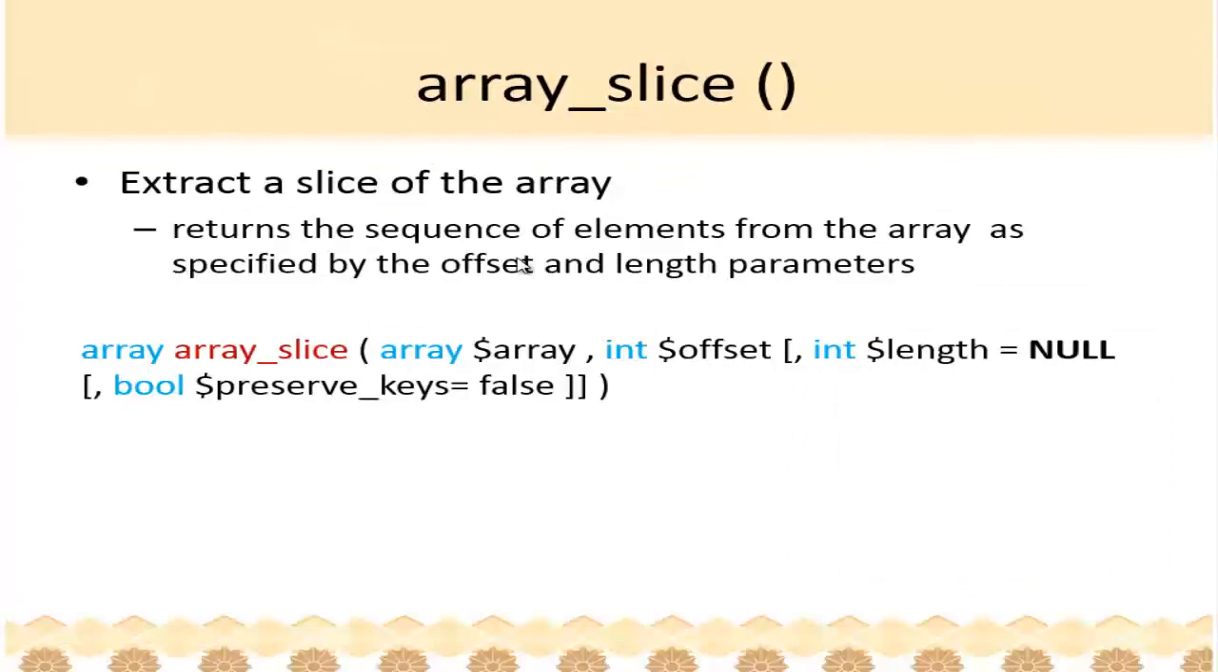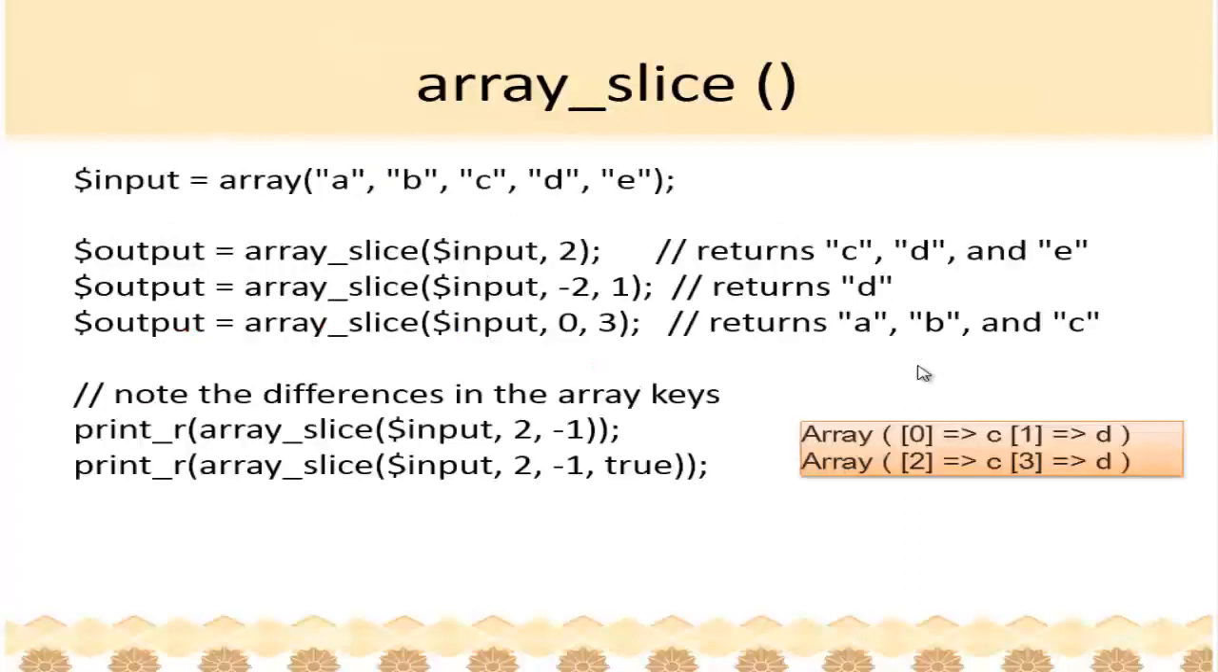The next one is to slice an array. The word meaning itself is the same. You are going to cut the array into smaller pieces. How do you do it? You supply an array, you supply the offset, you supply the length, and you say whether you need to preserve the keys or not. So, a very large number of arguments which you are going to pass. Let's look at it in a simple example.